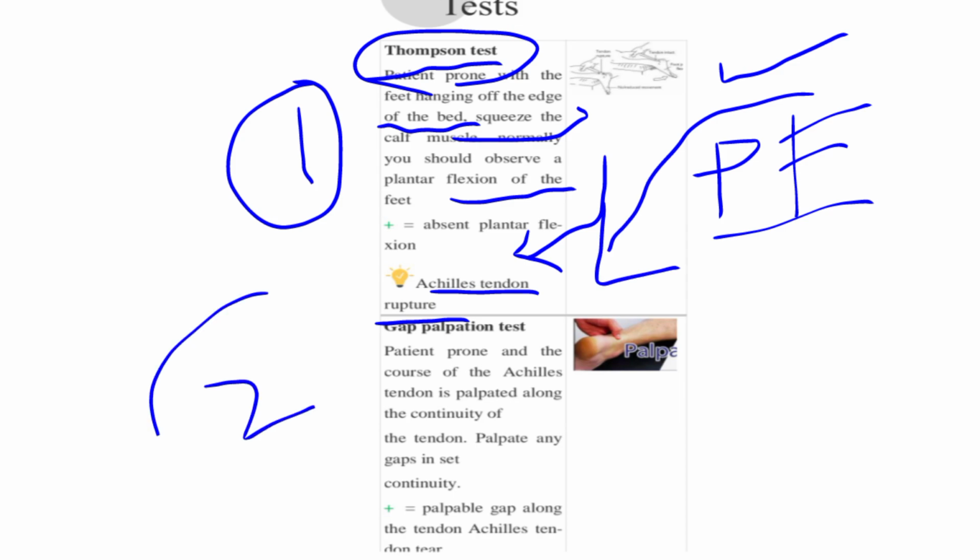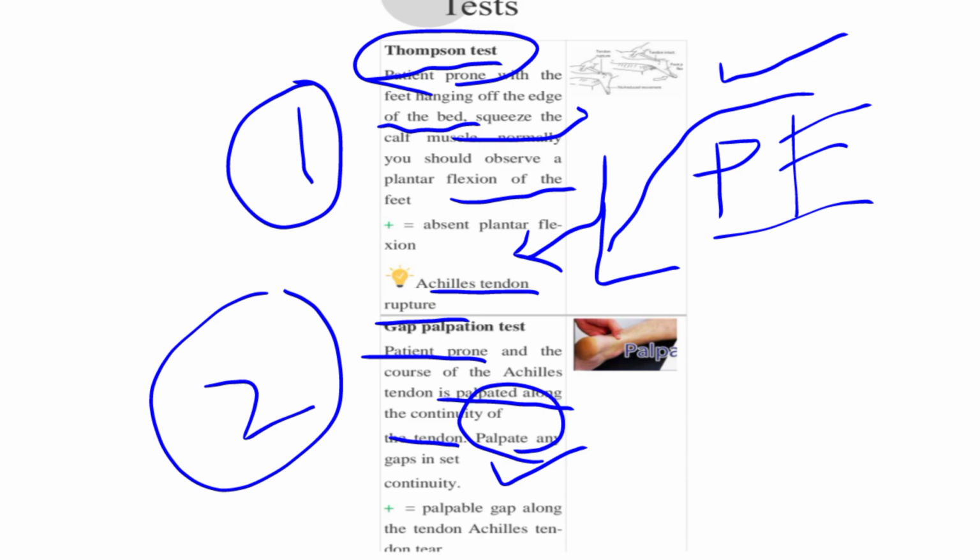The second test we will do is the gap palpation test. In this test, the patient is also prone and the course of the Achilles tendon is palpated along its continuity. Palpate for any gap in the continuity. If there is any gap along the Achilles tendon, then there is a positive sign of Achilles tendon rupture. This is the gap palpation test.